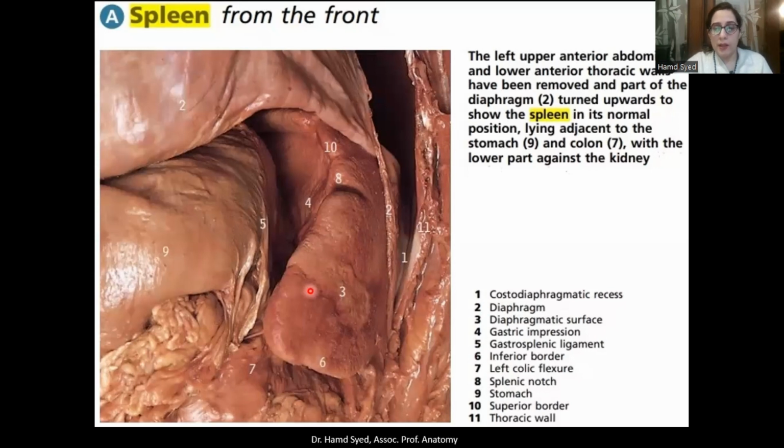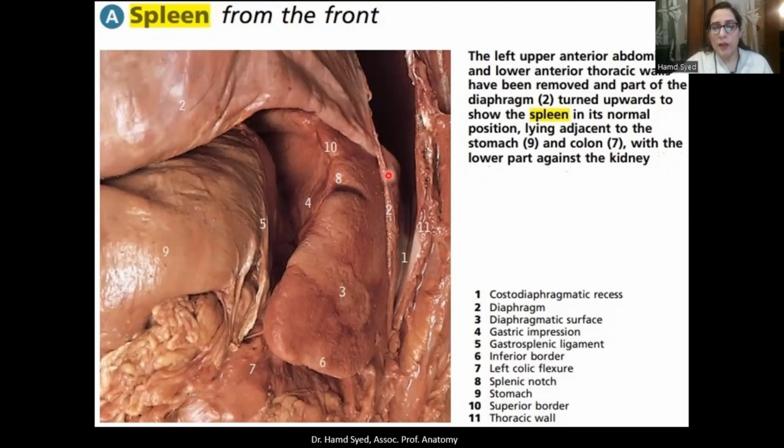So we can see over here, this is the diaphragmatic surface, which I told you is the surface which is smooth and convex, and it is facing supralaterally. So this is the surface which is related to the abdominal part of the left dome of the diaphragm. So number 2 over here is the diaphragm, and number 3 is the diaphragmatic surface of the spleen.